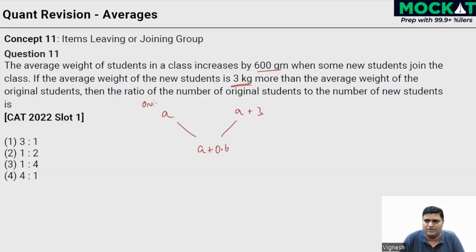So these are the original set of students. These are the new number of students coming in. And if I use aggregations, the difference over here is 2.4. The difference over here is 0.6. Simplify and I get 4:1. And that's the ratio of the number of original to the new set of students. Option 4 becomes the answer here.